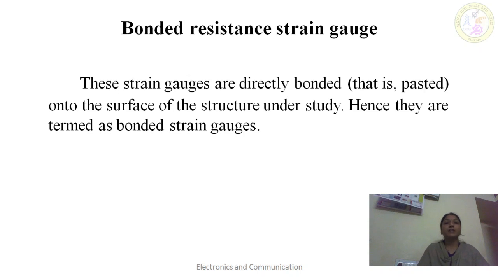These strain gauges are directly bonded. Strain gauges are directly bonded, that is pasted, that means cemented onto the surface of the structure under study. Hence they are termed as a bonded strain gauge.